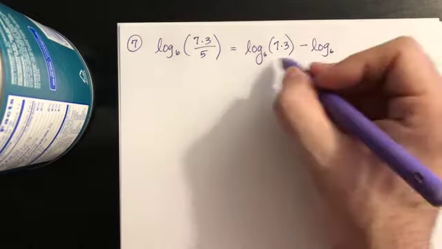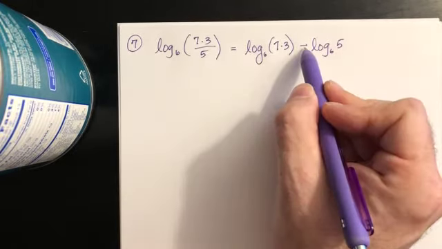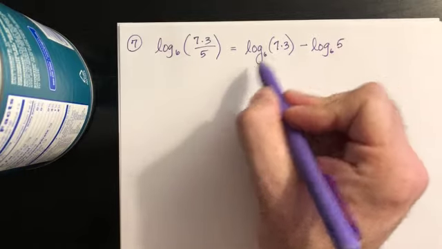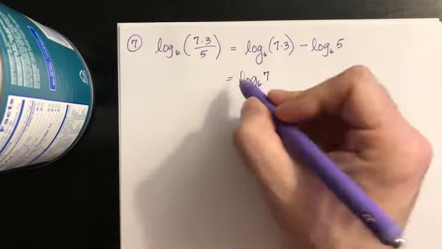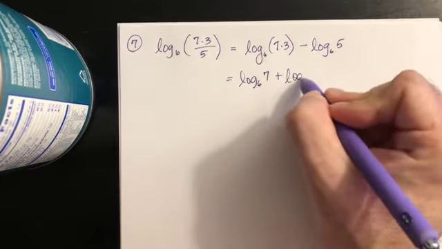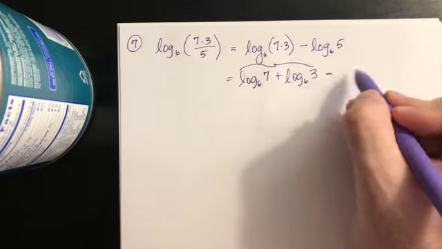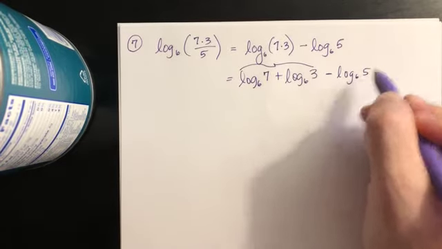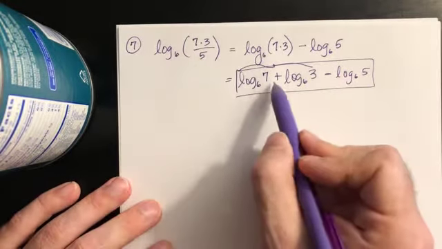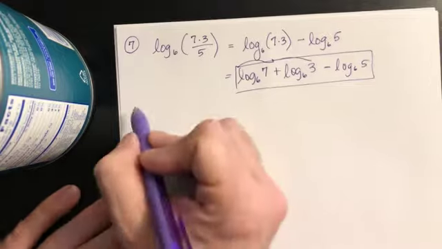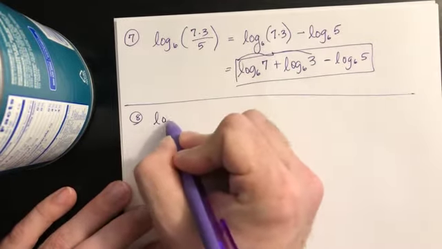And the base stays the same. It's always base 6, okay? So with the divide, it becomes minus. But this multiply becomes plus on the outside. So log base 6 of 7 plus the log base 6 of 3. That's what I got from this. And then I put that minus log base 6 of 5, and you got the answer. So times on the inside becomes plus, divide on the inside becomes minus on the outside. All right?